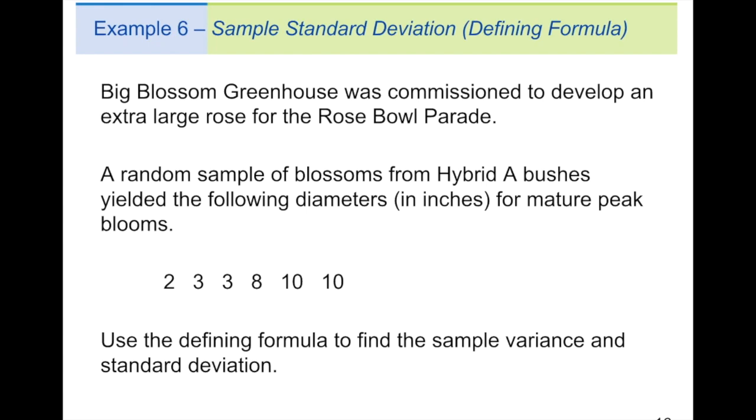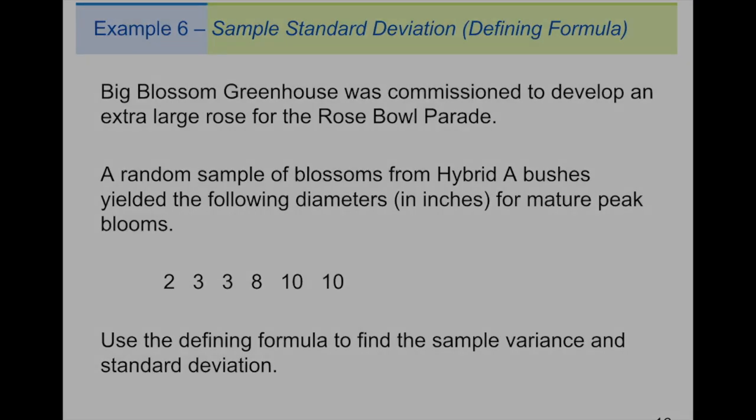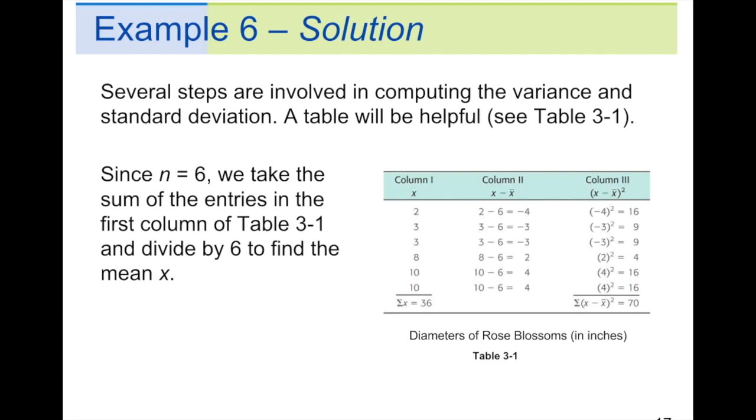Here's an example. Big Blossom Greenhouse was commissioned to develop an extra-large rose for the Rose Bowl parade. A random sample of blossoms from hybrid A bushes yielded the following diameters in inches for mature peak blooms: 2, 3, 3, 8, 10, 10. Use the defining formula to find the sample variance and standard deviation. Several steps are involved in computing the variance and standard deviation. A table will be helpful, as I have here.